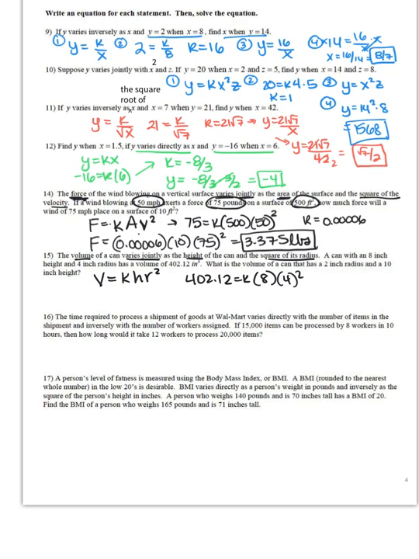Let's plug in. Not a good time to test out a new calculator. I'm sorry, guys. Okay, 402.12. And you can multiply the two numbers first. I'm just going to divide by 8 and then divide by 16. Look what I get. K is 3.141563 because it's rounded. So basically, really, K is pi.